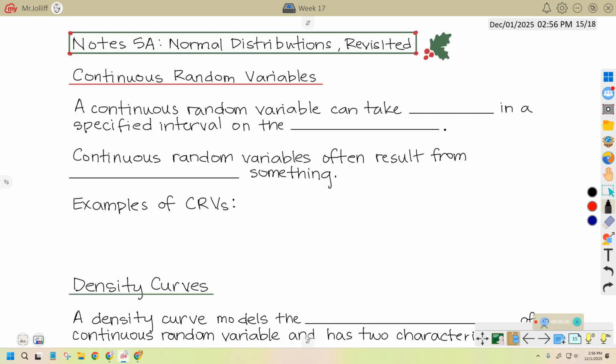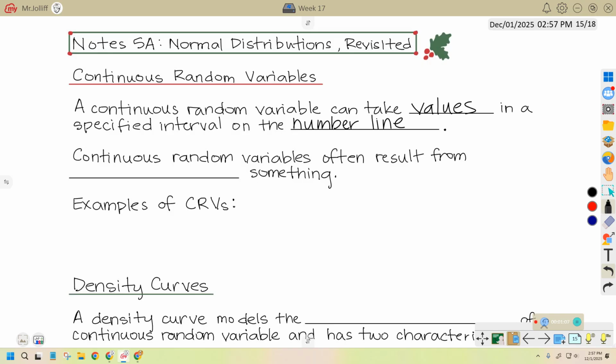We're going to start by talking about continuous random variables. We should know what the meaning of continuous is. We saw it way back in Unit 1. Continuous variables can take values in a specified interval on the number line. In other words, continuous random variables can take on real numbers, integers, fractions, decimals, irrational numbers, anything if it's on the number line, there is a random variable out there somewhere that represents it. Continuous random variable.